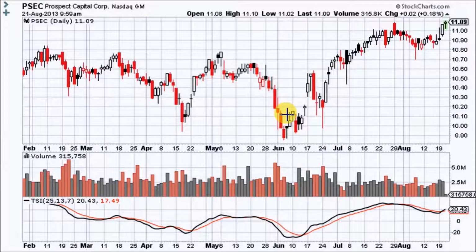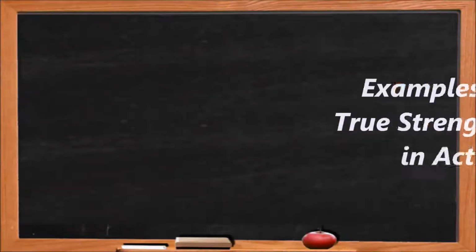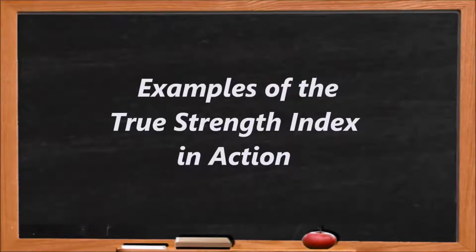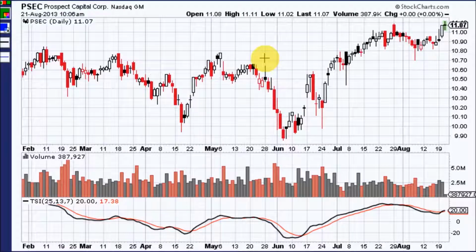Okay, other signals that TSI gives are center line crossovers up through the zero line or down through the zero line. Signal line crossovers where the TSI either crosses up or down through the red signal line. And it also shows overbought and oversold readings. Now let's take a look at some of the signals the TSI has given on this chart for PSEC.